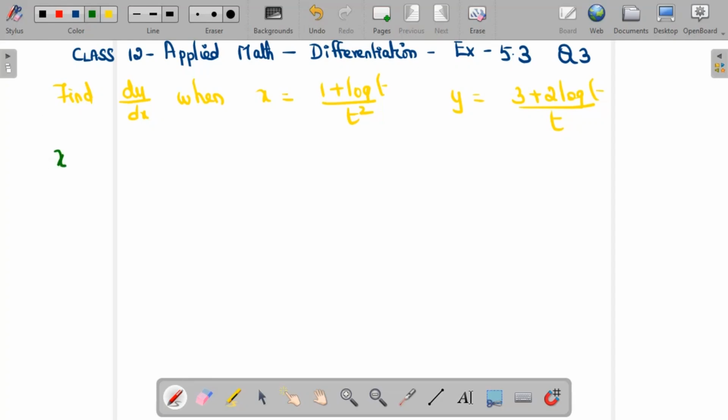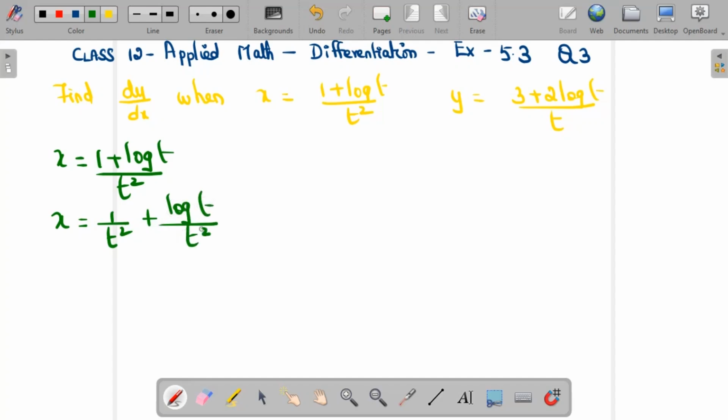For that, let's note down x. x is equal to (1 plus log t), the whole divided by t squared. So I'm going to rewrite x as 1 by t squared plus log t by t squared. So this will make my differentiation very easier. So now let's do dx by dt.